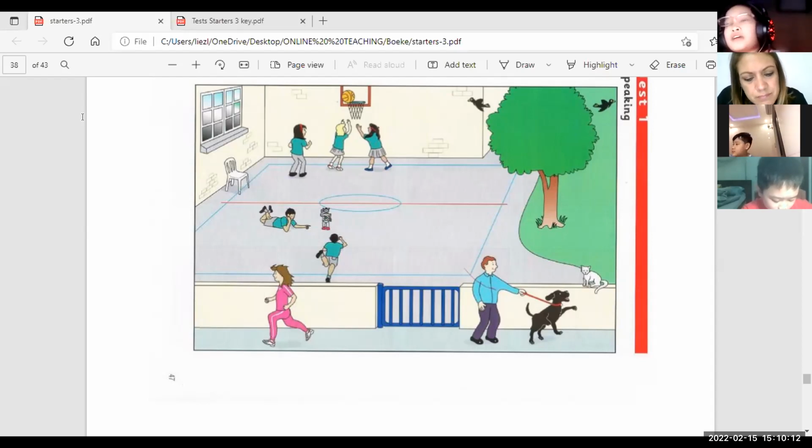There are two girls playing basketball. There are two boys playing robots. There is a man walking with a black dog. The man has red hair. There is a man running in this class.